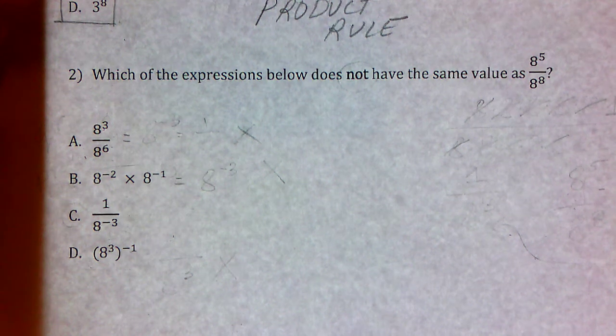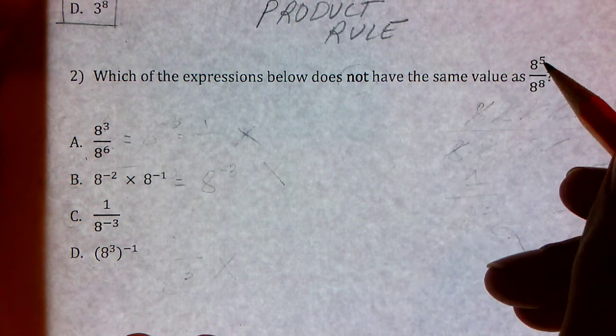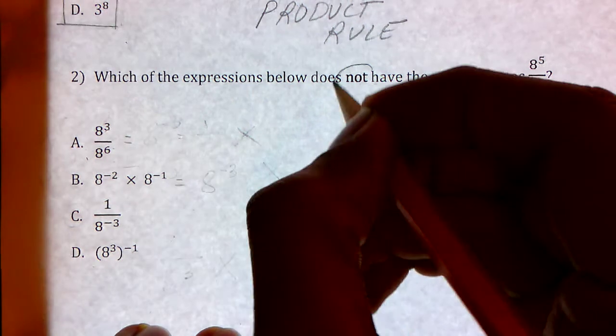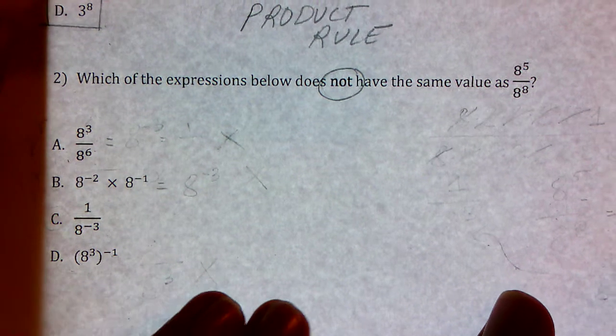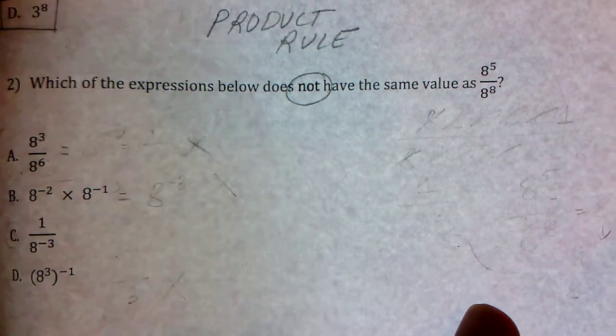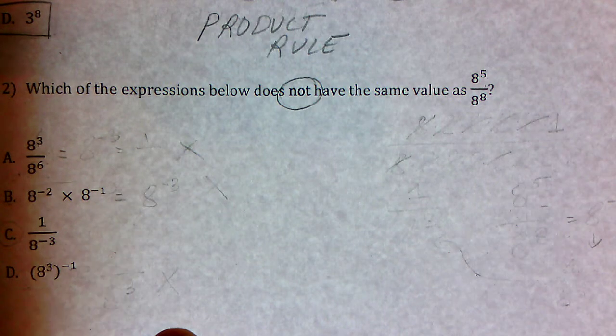Number 2, which of the expressions below does not have the same value as 8 to the 5th divided by 8 to the 8th? Again, we're looking for not. Well, before we figure out what's not 8 to the 5th divided by 8 to the 8th, let's just figure out what this is actually simplified down to.